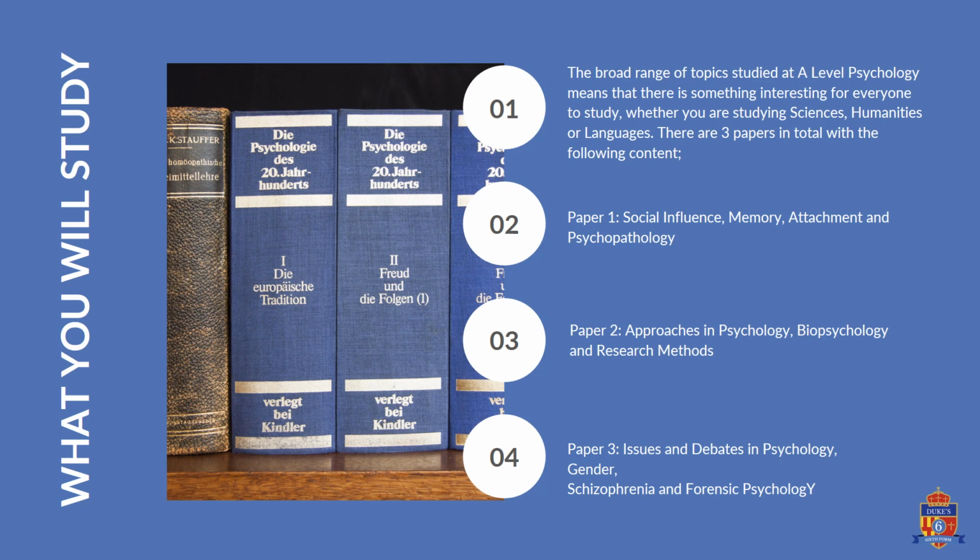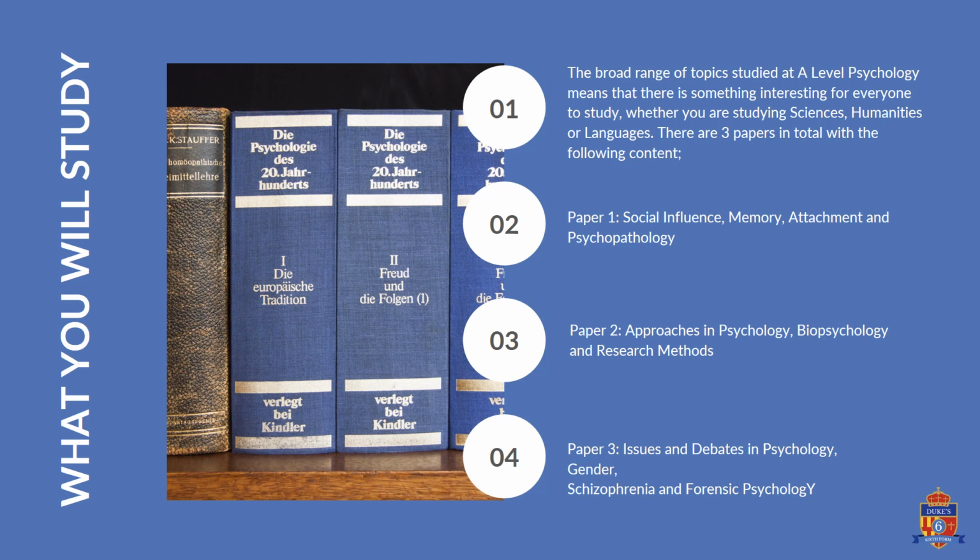So just mentioning the topics that are available within the A-level, it is split into 3 separate papers. So you will be examined on those 3 separate papers at the end of year 13. So paper 1, we study social influence, memory, attachment and psychopathology, which, as I mentioned before, is looking at psychological problems such as depression and phobias and OCD. So those are the first topics that you'll study within year 12.